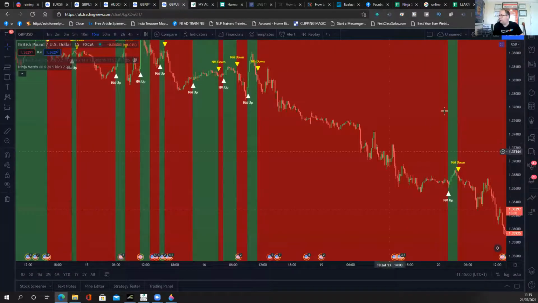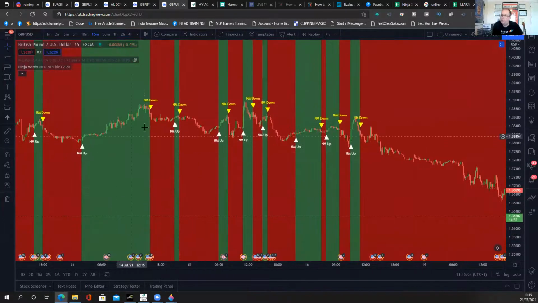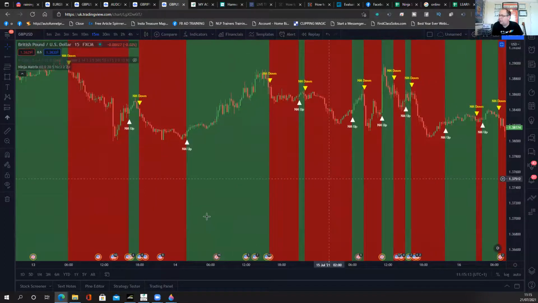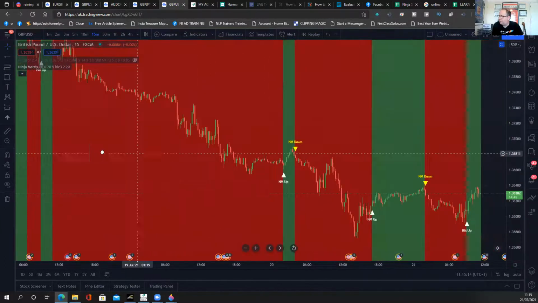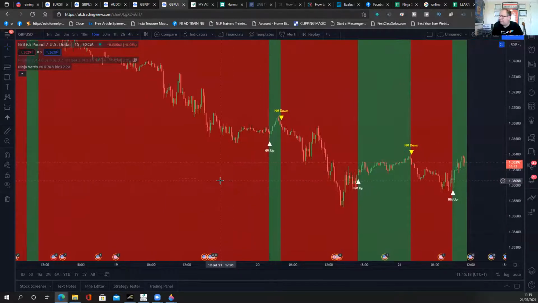I've just set the Ninja matrix up for the 15-minute time frame. You can change the settings according to the time frame you're looking at. Each one of these candles is worth 15 minutes of time. I don't want to count that big drop, because that's probably not something that happens every single day.